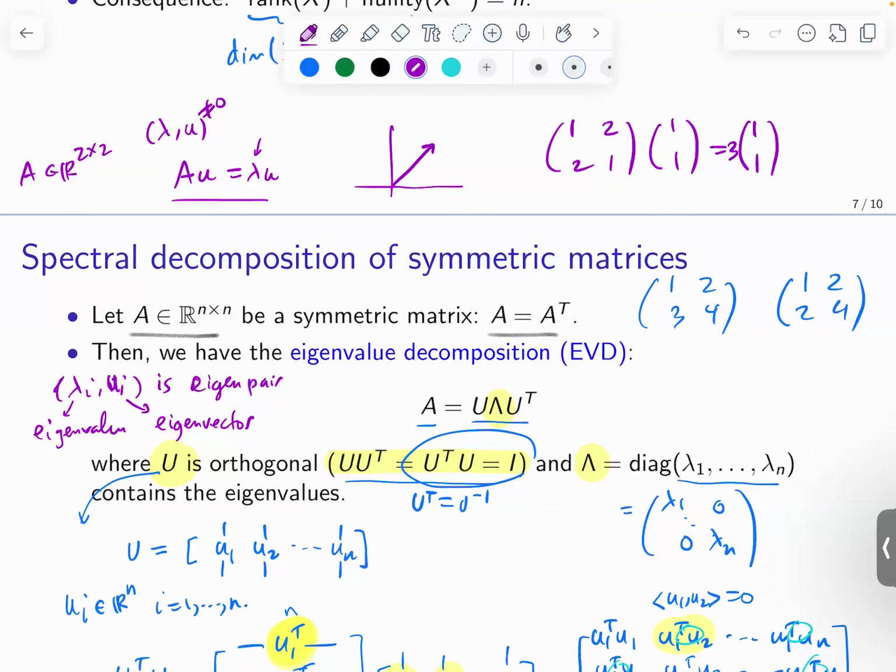Three times (1, 1). Okay. So this would be an eigenvector because I can write it as Au = 3u, and this 3 would be the eigenvalue. So what if you think of the A as an operator, as I mentioned?